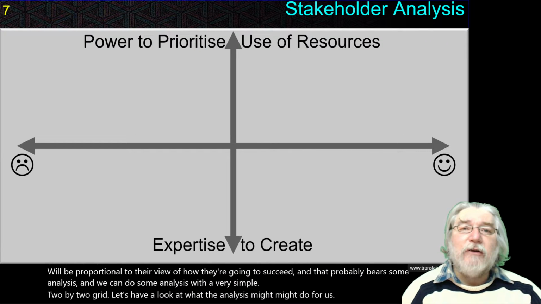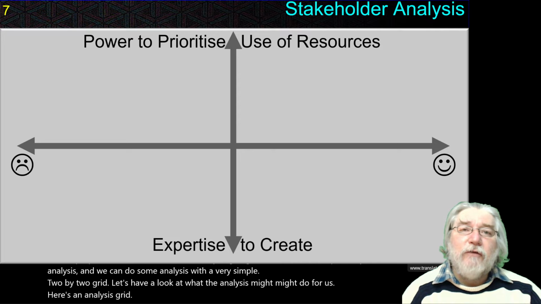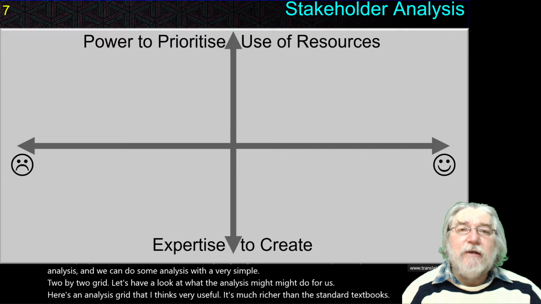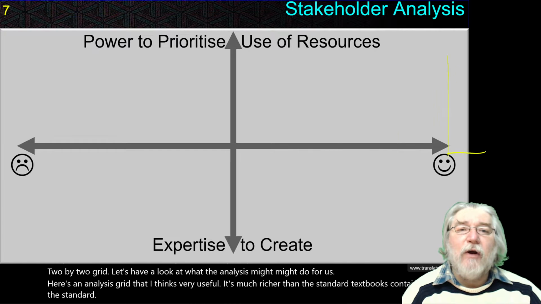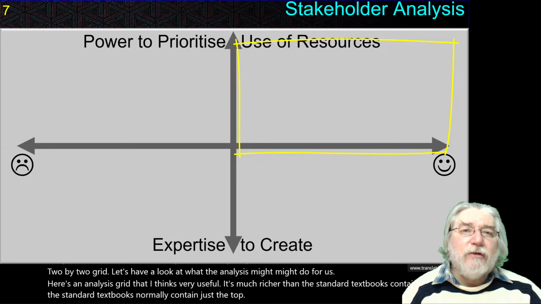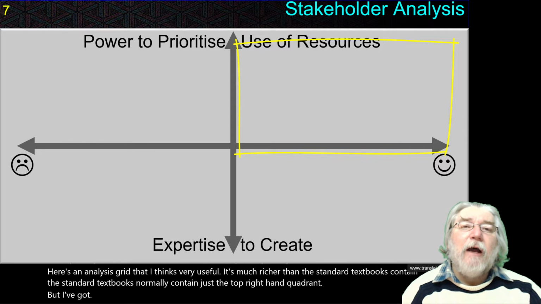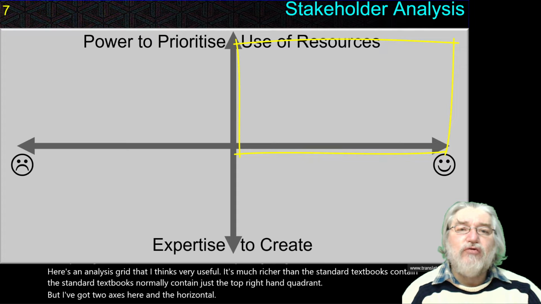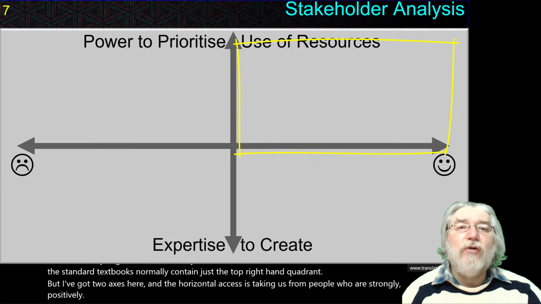Here's an analysis grid that I think's very useful. It's much richer than the standard textbooks contain. The standard textbooks normally contain just the top right hand quadrant, but I've got two axes here, and the horizontal axis is taking us from people who are strongly positively motivated through to people who are strongly negatively motivated.